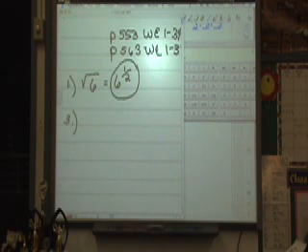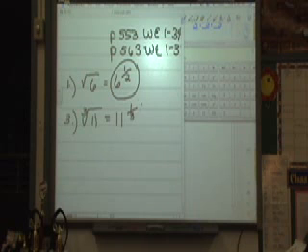Number 3, the cube root of 11. Again, no power is being taken, so put the 11 down. 1 is the numerator. No power is being taken. The root is the denominator. It was taken to the third root.